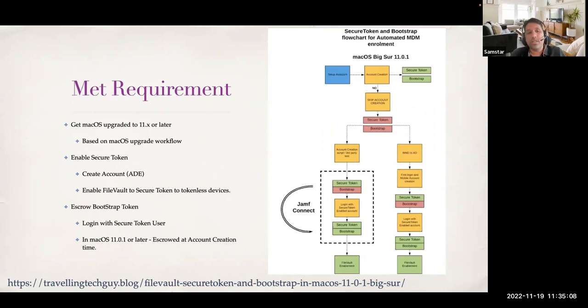Make sure your secure token settings are enabled. When you enable FileVault, FileVault will give a secure token to the device if the device does not have tokens. Then the Bootstrap token escrow will happen. On the right hand side, I have kept a screenshot. This screenshot has been captured from the Traveling Tech Guy blog. He's a Mac admin. He's a Jamf resource who has written a very good article that explains secure token and Bootstrap token. I may not justify the workflow. I will give it an attempt. But if you want detailed information, then please go through this blog.